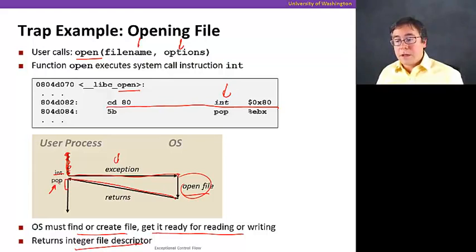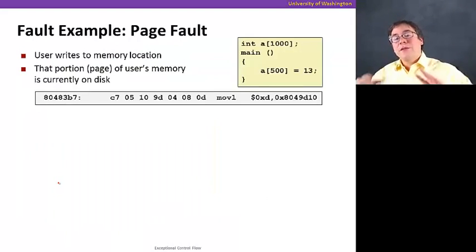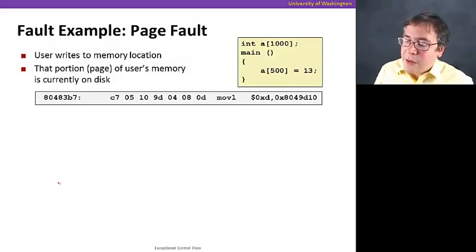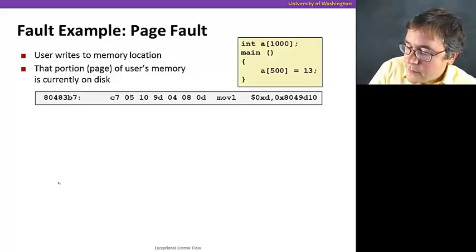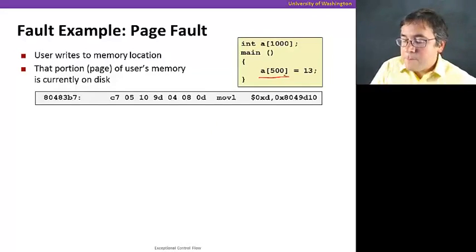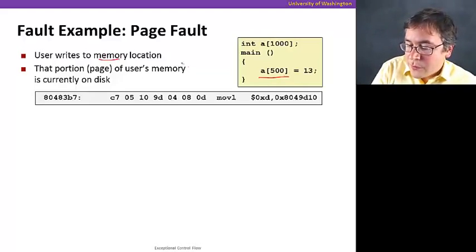Now, this is an example of a trap. Let's look at an example of a fault. Remember that a fault is a synchronous exception that happens due to something that an instruction does. So let's see what happens here. Say that you have this piece of code here. Eventually we're going to touch memory, and the user just writes to a memory location.